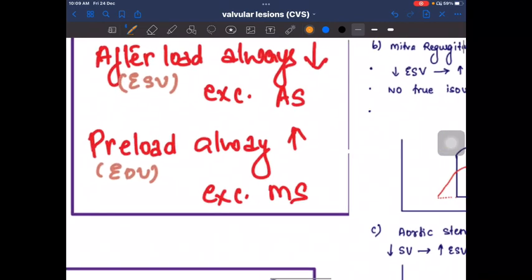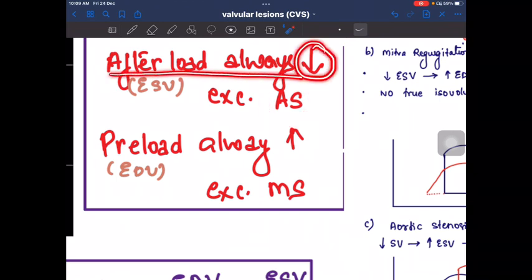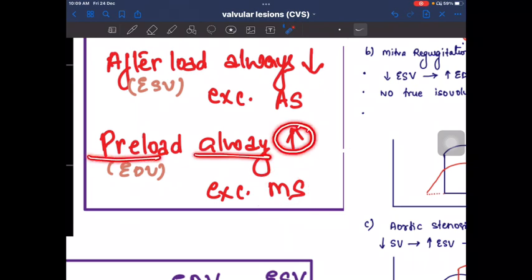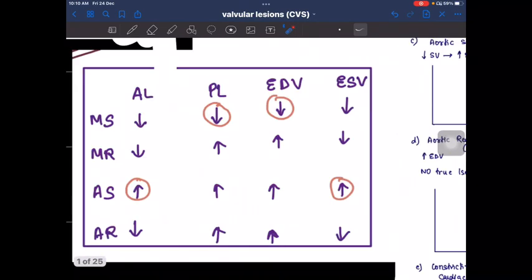So now, what you have to remember is, since in aortic stenosis the afterload is increasing, you remember, afterload always decreases except in aortic stenosis, right? We know that in mitral stenosis the preload will decrease. So we remember, preload always increases except in mitral stenosis, right? And you know, if afterload increases, ESV increases. If preload decreases, the EDV also decreases. So now we are in a good position to look at this chart.